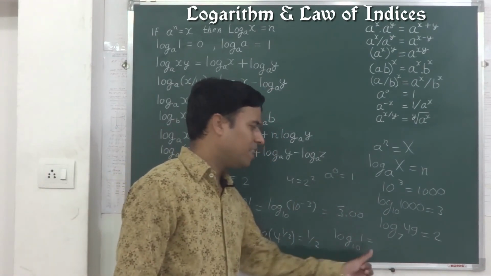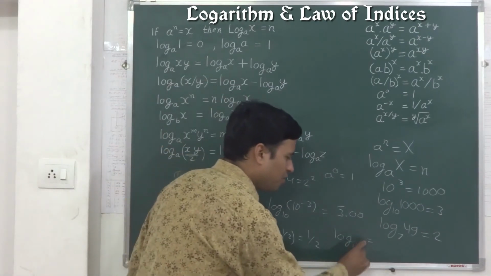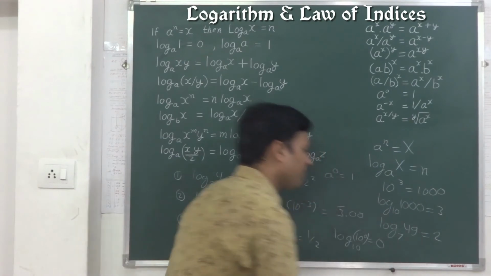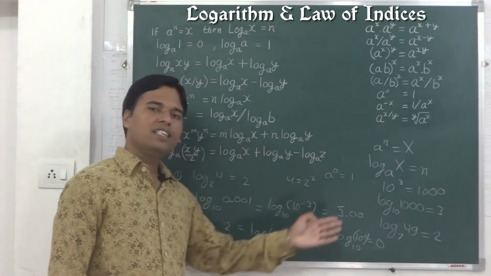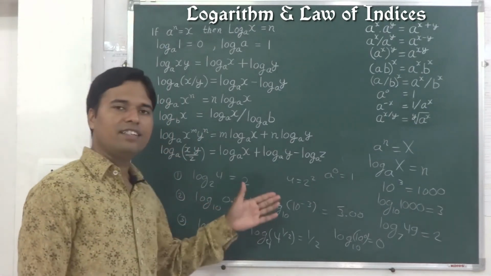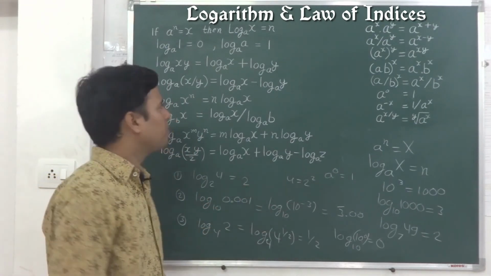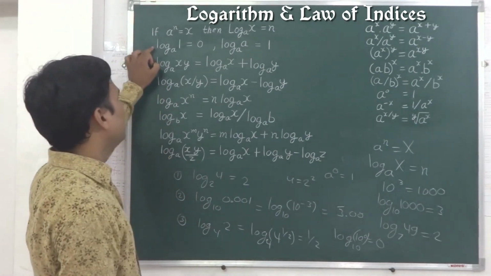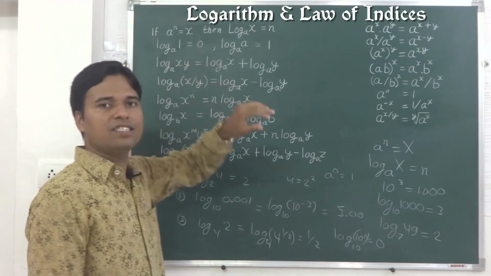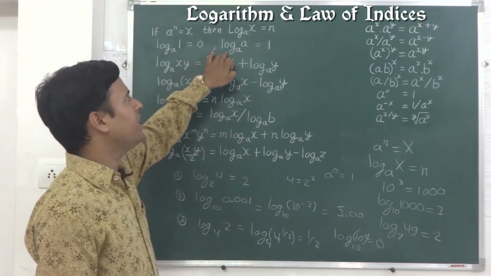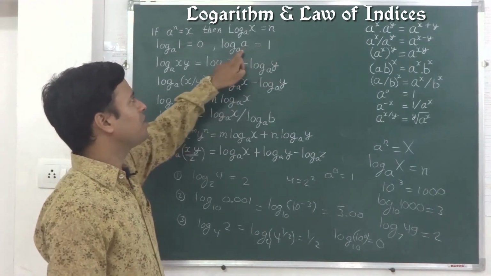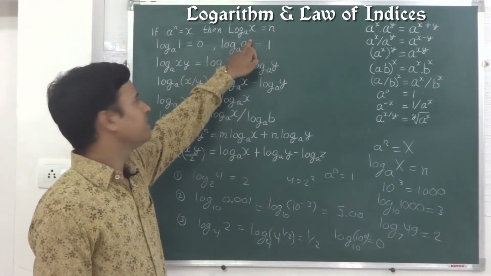So 10 must have the power 0 to get 1. So the answer is 0 here. These are the simple applications of logarithm. Now you have learned unknowingly some formulas of logarithm, like log base a of 1 is 0. Logarithm base a of a is equal to 1, because we need power 1 of a.